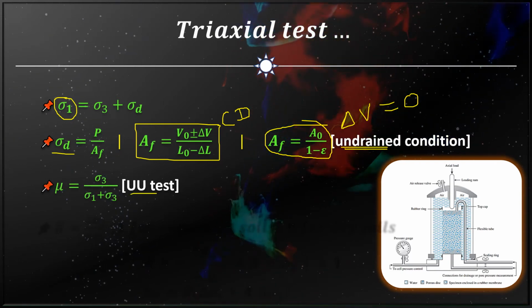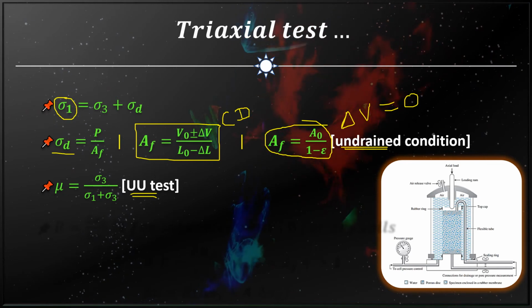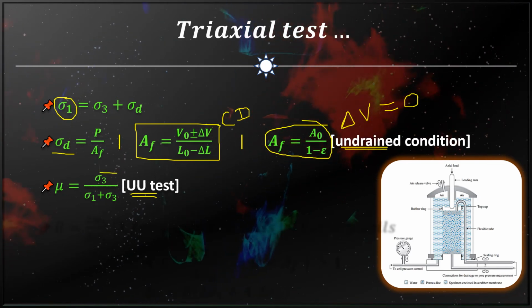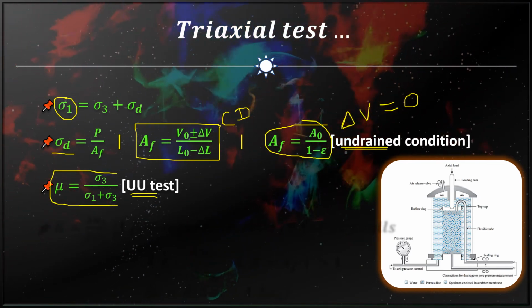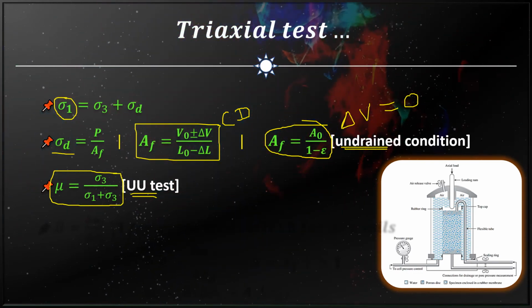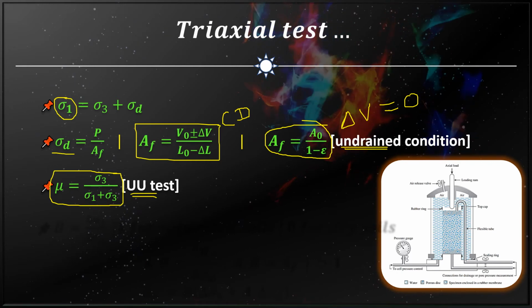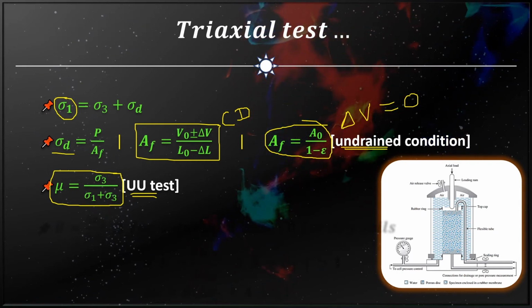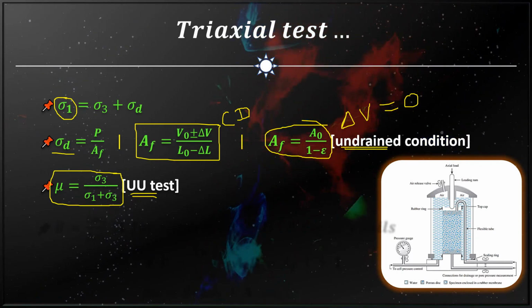And by conducting UU test, that is unconsolidated undrained test, we can get the value for Poisson's ratio. So Poisson's ratio is denoted by nu, which is equal to sigma 3 by (sigma 1 plus sigma 3). Sigma 3 is the confining pressure.